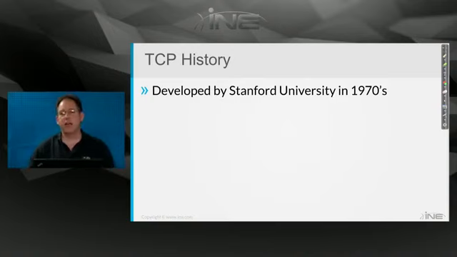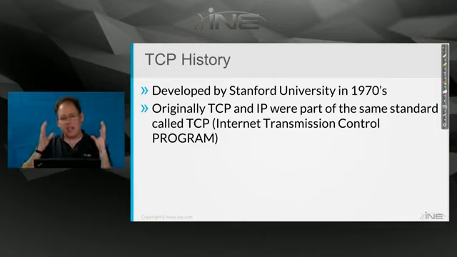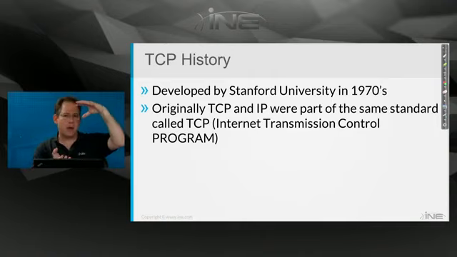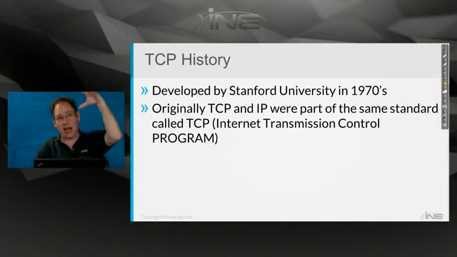They originally created a protocol, which is no longer in existence, called the Network Control Protocol, or NCP. NCP was the precursor to TCP/IP. But because of some limitations of NCP, they decided to develop TCP/IP. Interestingly, originally TCP and IP were bundled together into the exact same protocol. It was called TCP, but it wasn't the Transmission Control Protocol as we know it today. What that acronym stood for originally was the Internet Transmission Control Program, and it was IP and TCP all together in one specification.